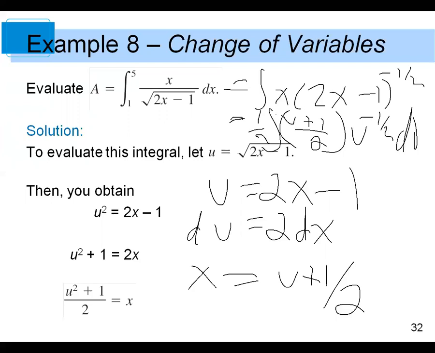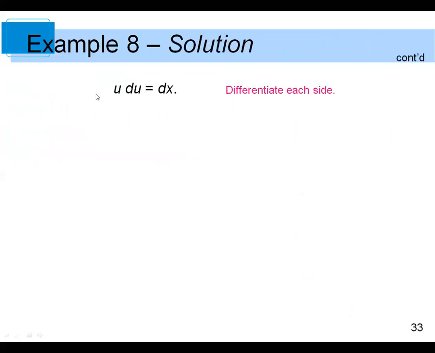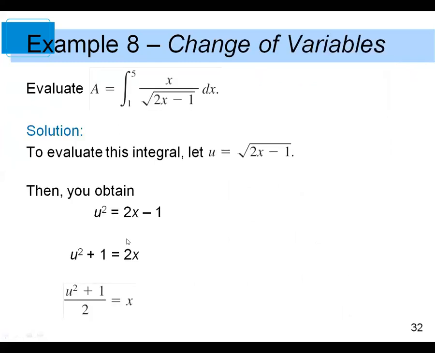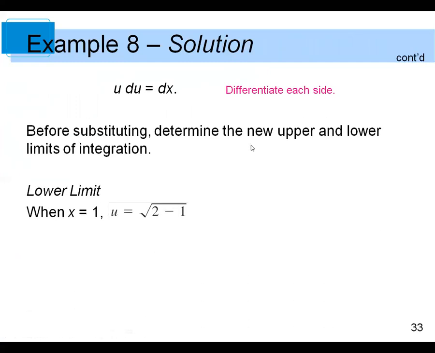That would be fine. Okay, we're just doing it a different way this time. Maybe I'll go back and finish it that way after we do it this way. So if I let u equal the square root of 2x minus 1, I square both sides, then solve for x, and I get x equals u squared plus 1 over 2. So if I differentiate each side back here, du equals dx.